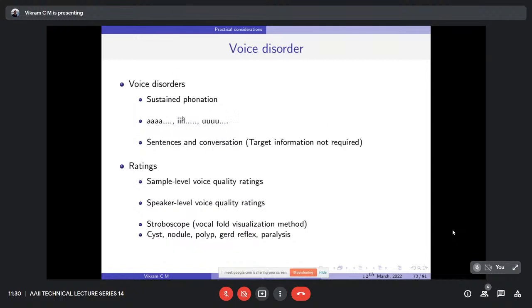Next, for the voice disorder. For voice disorder, we need to have some sustained phonation like a, e, u. That means the voice disorders are related to the vocal fold. We need to have some sounds which can reflect the vocal pathology. Here also the ratings are sample level voice quality rating and speaker level voice quality rating. Sample level means for each utterance, the clinician will rate the severity of the voice quality. Speaker level means we have n different samples, that means samples of a, e, u, and some sentences. By combining them, they will judge a specific rating for the speaker.